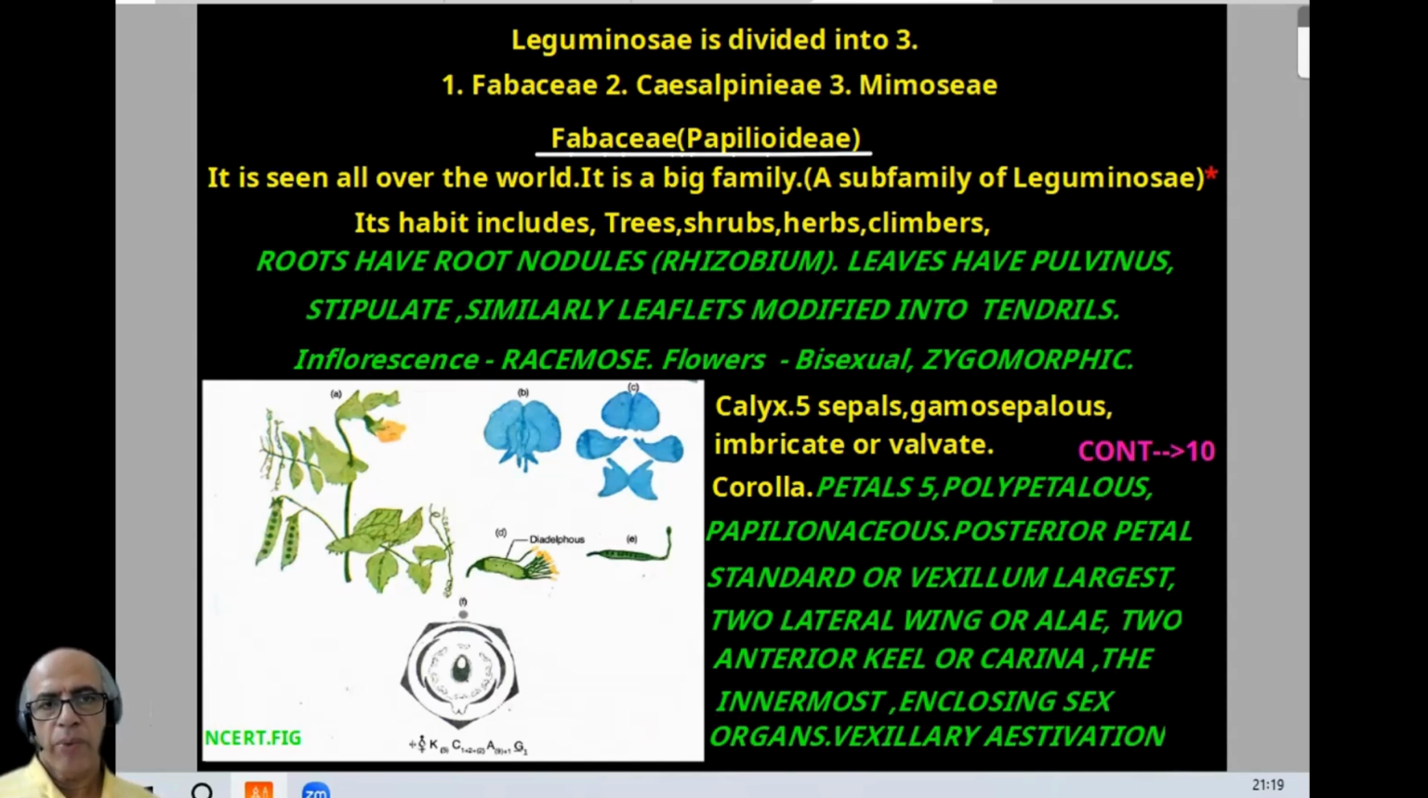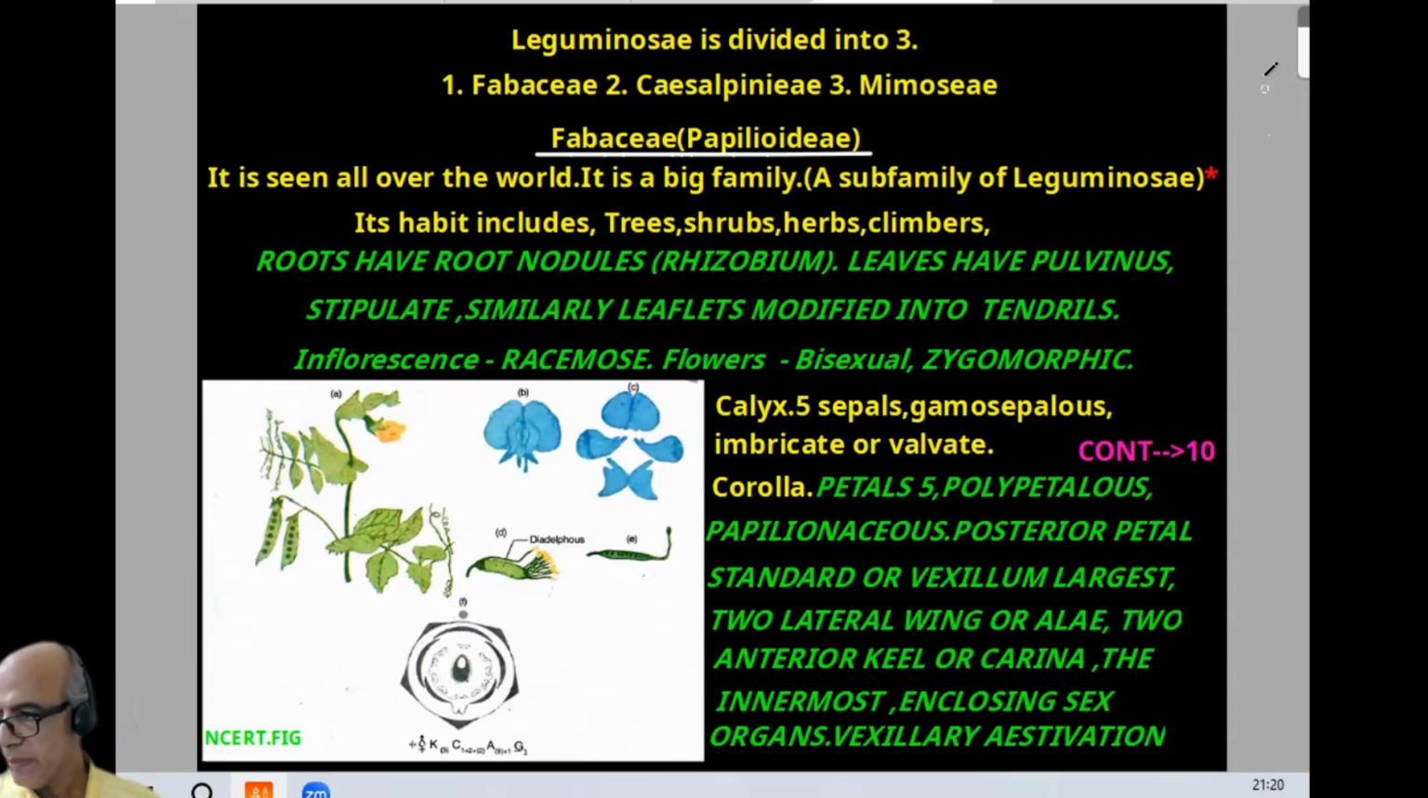Now, inflorescence. It is basically a raceme. Flowers will be bisexual and zygomorphic due to a special type of aestivation, vexillary. Now, calyx 5. Sepals will be gamosepalous, united, imbricate or valvate. Corolla: petals 5, polypetalous, papilionaceous. The posterior petal, standard or vexillum, is the largest. Then 2 lateral wings or alae, and 2 anterior keel or carina, the innermost, enclosing the sex organs. The aestivation is vexillary.